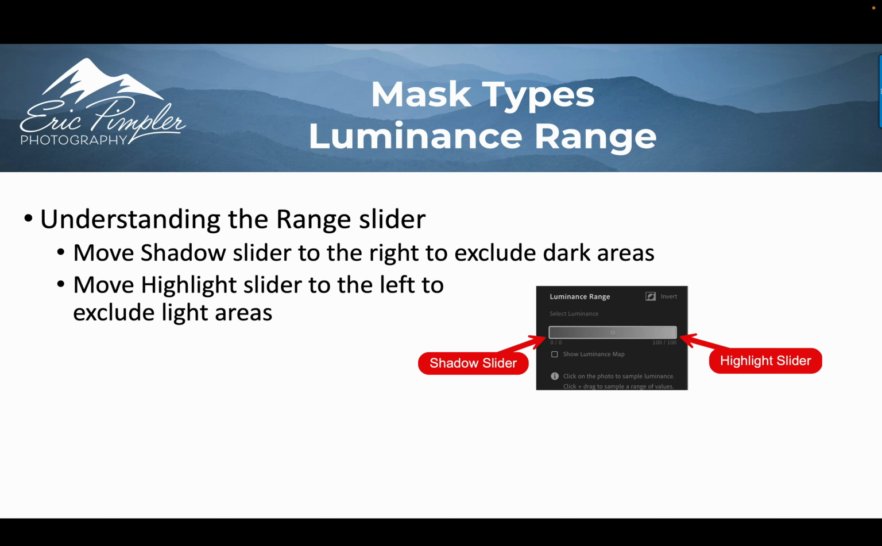All right, so let's talk a little bit more about that range slider because it can be used at any time. And remember, you've got sliders on either end, right? You've got a shadow slider on the left that, as you move it from left to right, is going to remove areas of shadow or darkness. And on the right-hand side, you have your highlight slider. As you move that highlight slider from right to left, you begin to exclude light areas or highlighted areas. Now, it's a little hard to see here, but there's actually a second set of sliders on either side known as the smoothness sliders. We'll talk about that at this point.